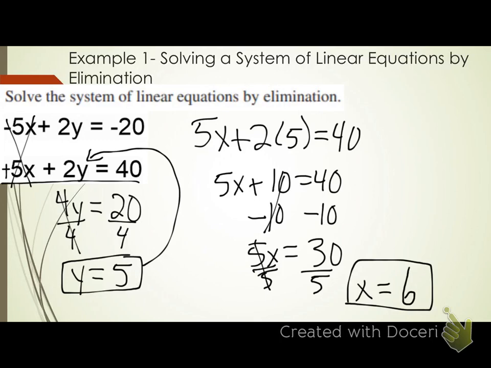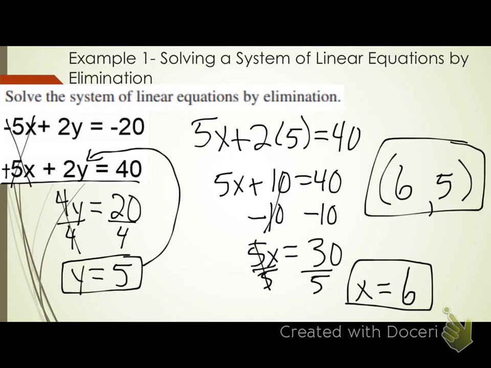Is this how I want you to leave your answer? No. How do I want you to write it? I want you to write it as an ordered pair. So what's my final answer here? 6, 5. Make sure you get that x value in the correct spot, the first slot. Make sure you get that y value in the correct spot, the second slot. What can I always do if I'm unsure of my answer? Plug it in to both of my equations. If the ordered pair makes both of my equations true when I plug in, I know I have the correct answer. Any questions on example 1?